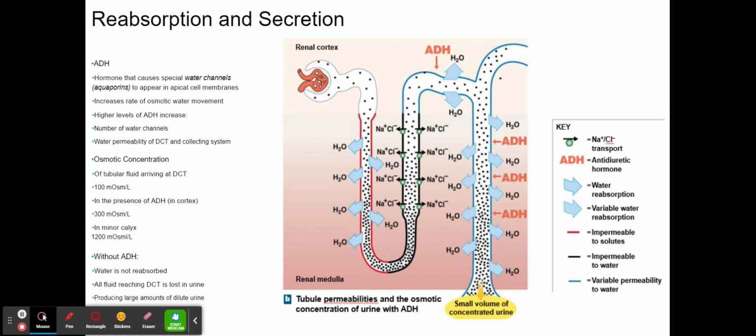Without ADH, water is not reabsorbed in these segments, so all the fluid reaching the DCT is lost in the urine. The person then produces large amounts of very dilute urine. This is just what happens in cases of diabetes insipidus. With this condition, urinary water losses may reach 24 liters per day, and the urine osmotic concentration is about 30 to 400 milliosmoles per liter.